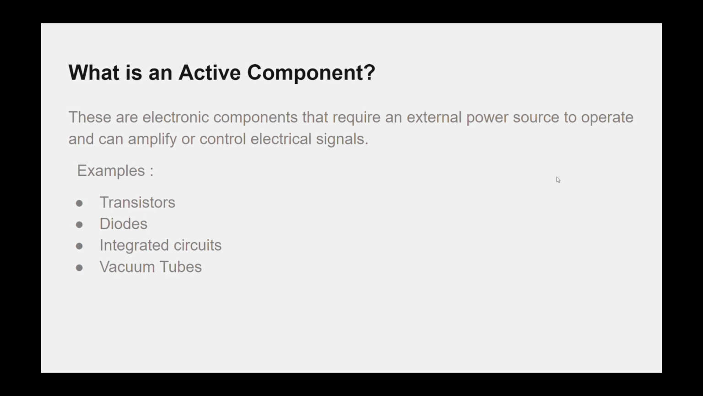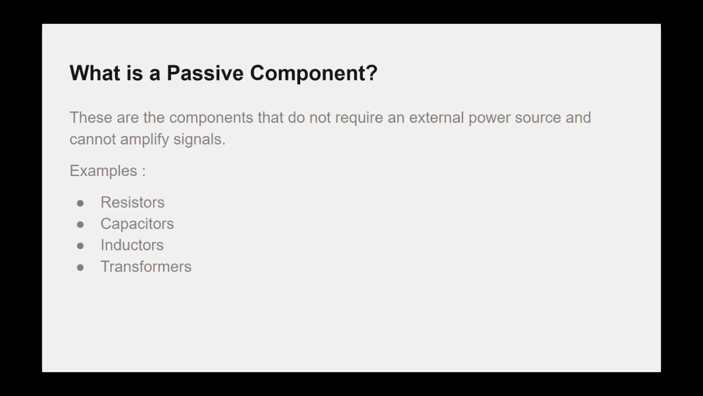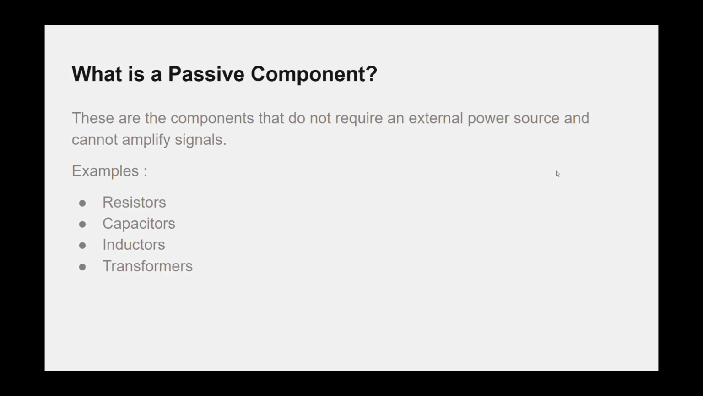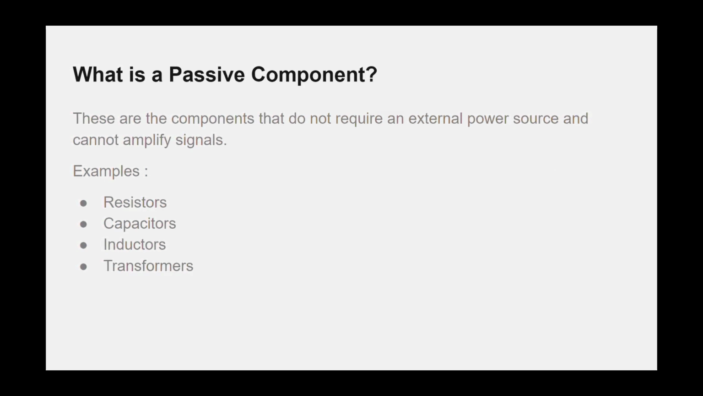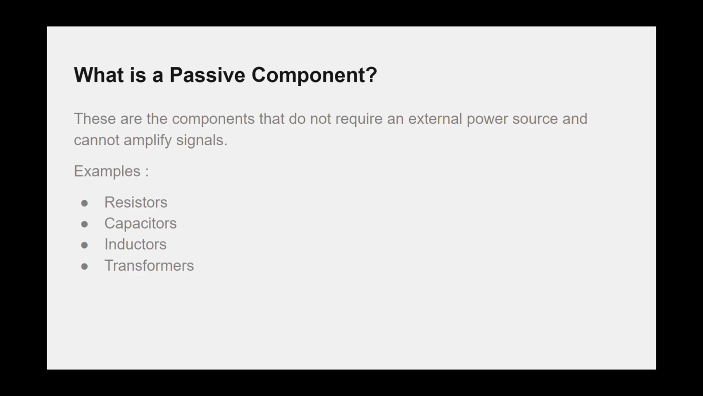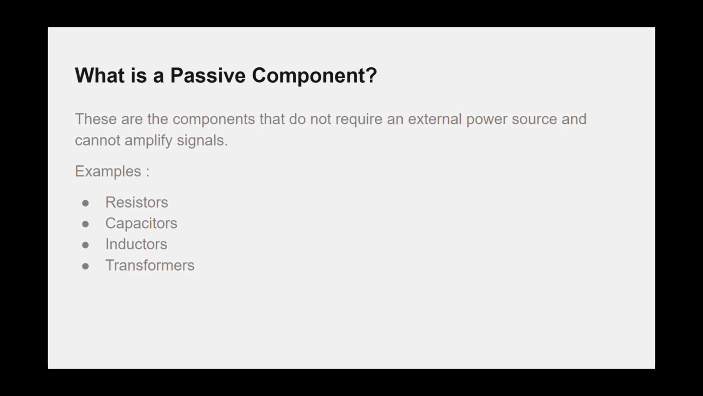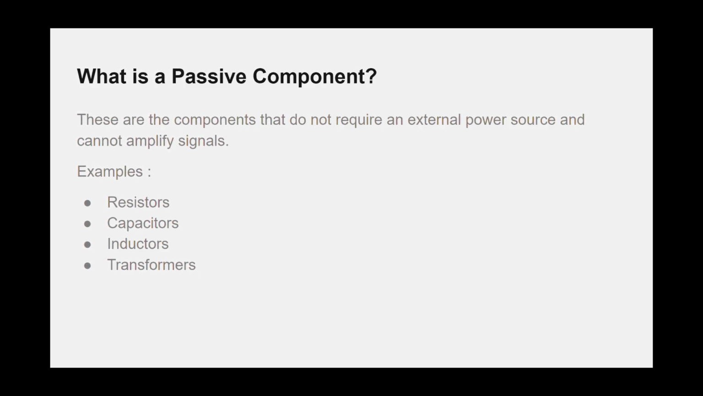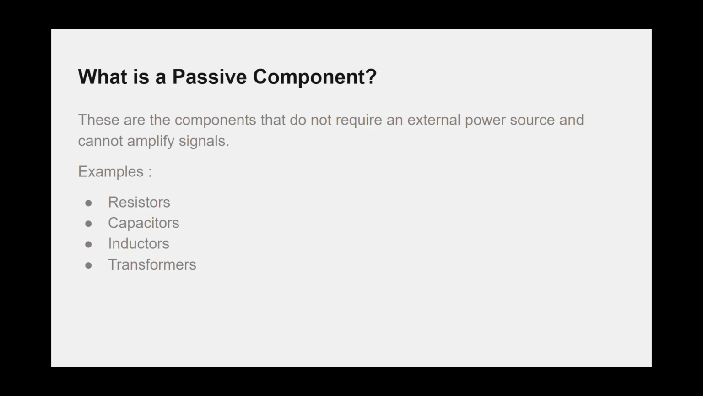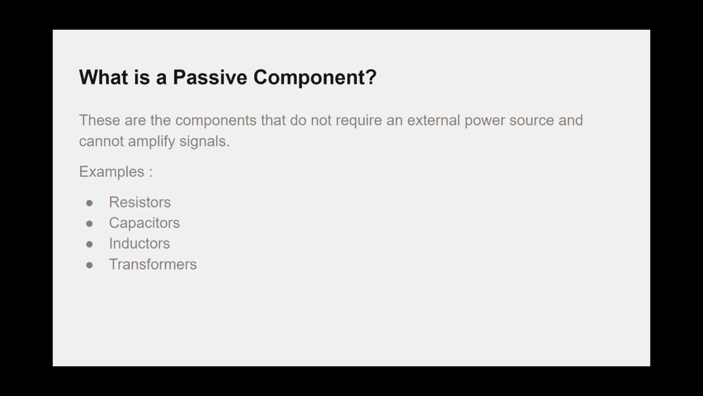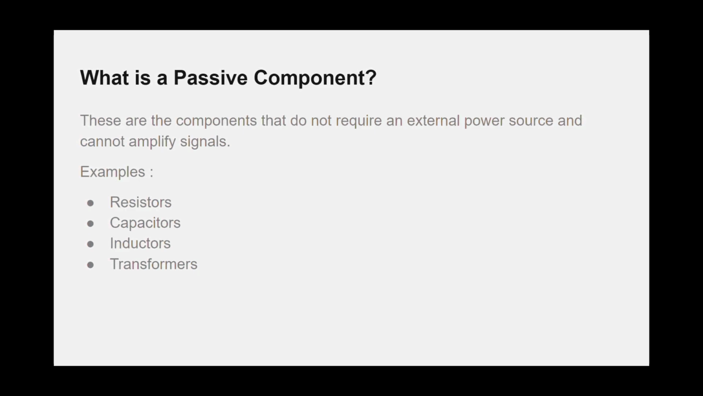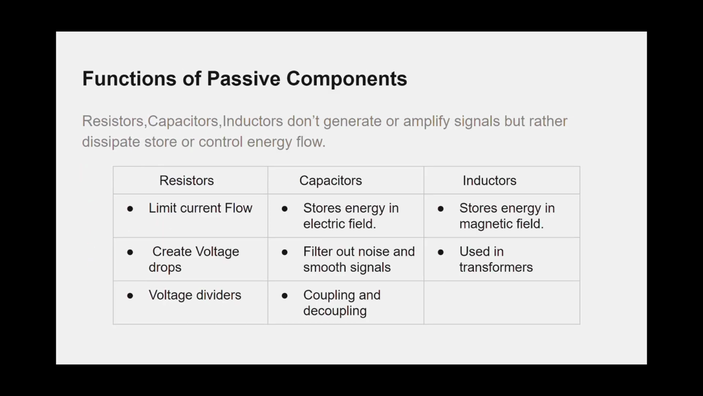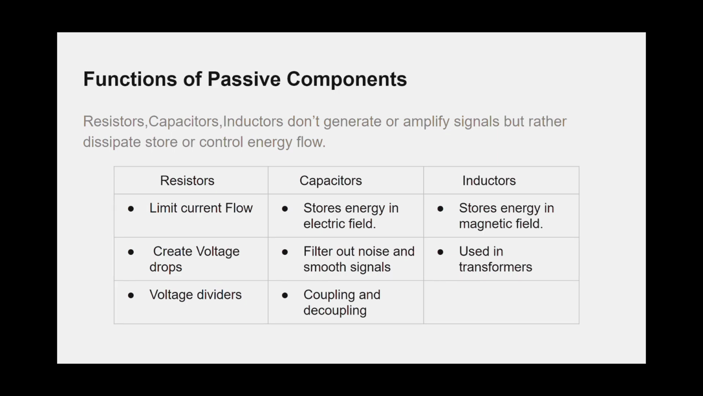Coming on to the next circuit component, which is the passive component, they do not require an external power source and they cannot amplify the signals. Resistors, capacitors, inductors, transformers are examples for passive components. We can say that active components can inject power into a circuit. In case of passive components, they store, dissipate or resist the energy. They only consume or store energy but they don't generate or amplify it. Hope you understand the difference.